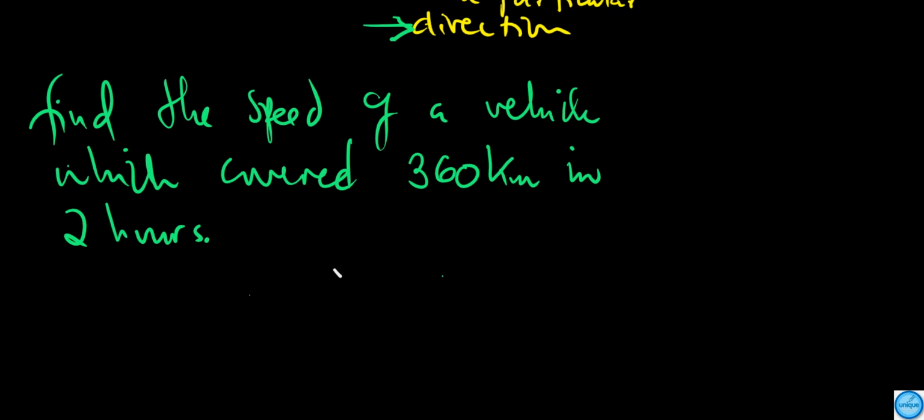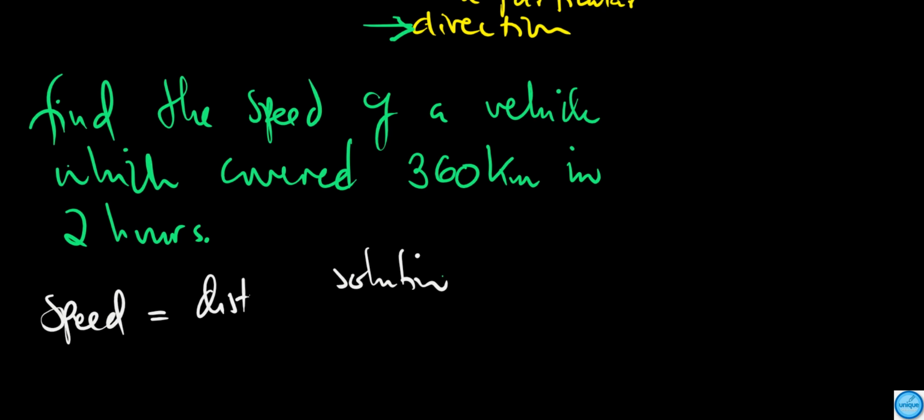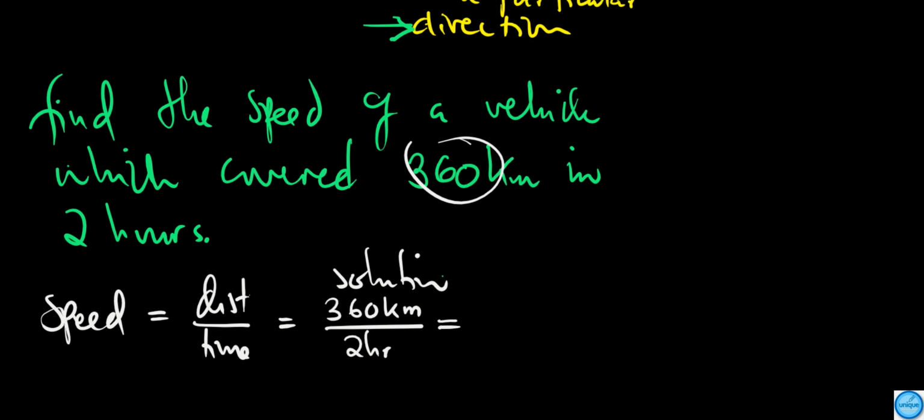So, solution. Speed formula: speed is equal to distance covered per unit time, and the distance covered here is 360 kilometers, then you divide by 2 hours. So 2 into 360 is 180. So our speed is 180 kilometers per hour.